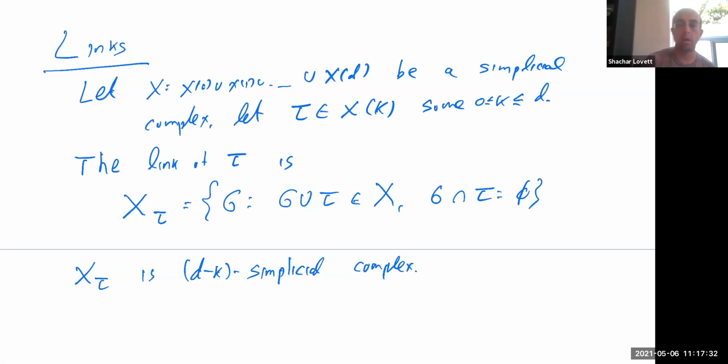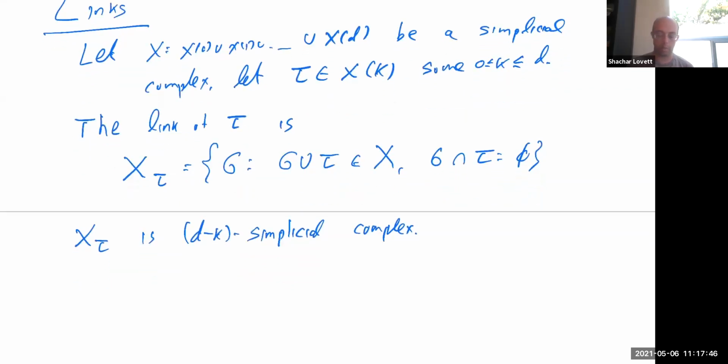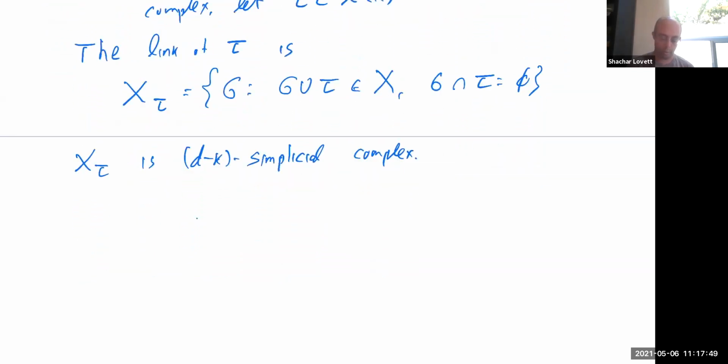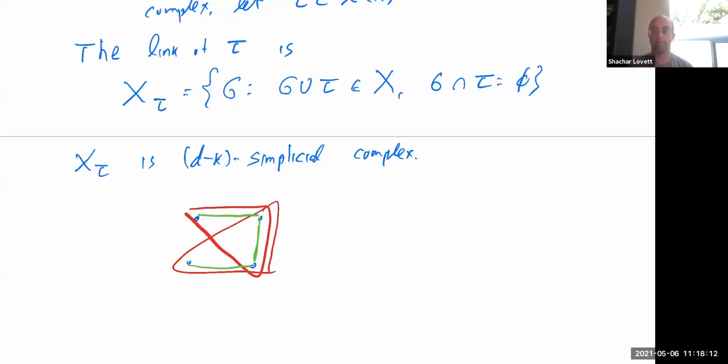So again, what is the definition of X_tau? We're basically saying take all the sets sigma that are disjoint from tau, that don't have any shared vertices, but if I add them to tau, I get something in X. So again, let's do an example. That's going to help us out. Maybe I'm going to work with a three-dimensional complex, and let me assume these are going to be my faces. This one and this one for simplicity. And it's also going to have two-dimensional edges, we're going to have this one, and this one. So this is my complex.